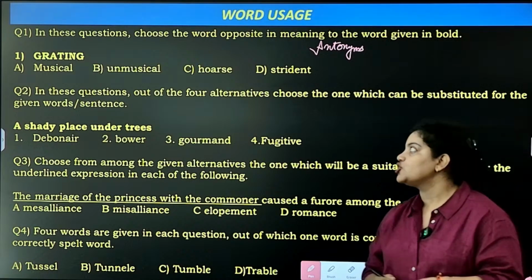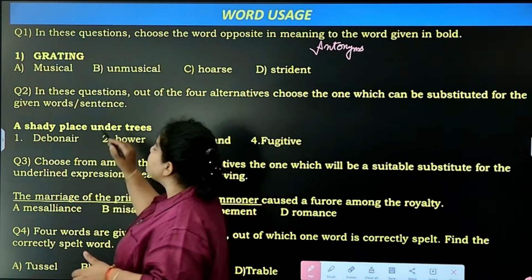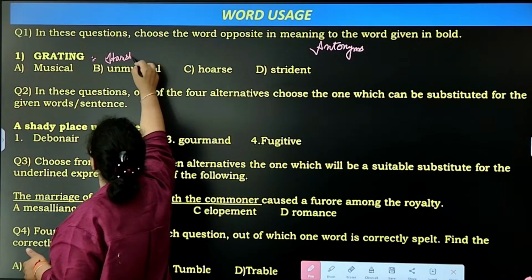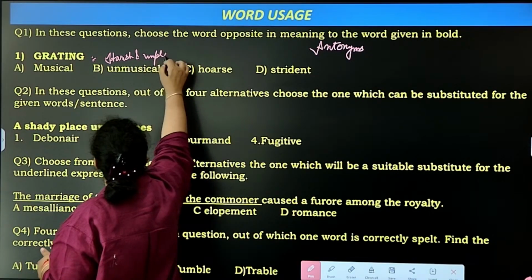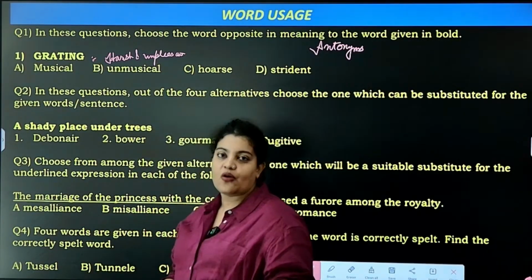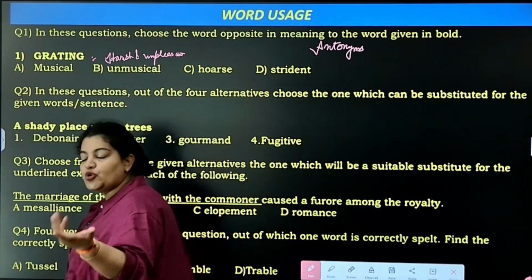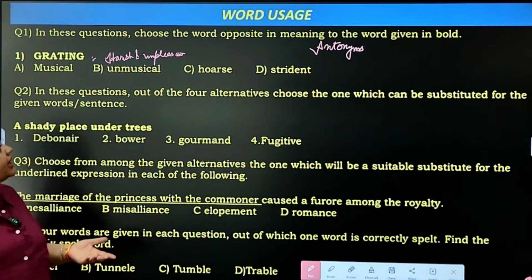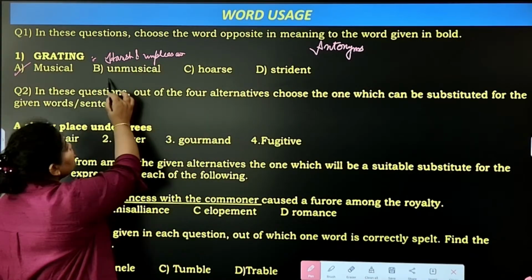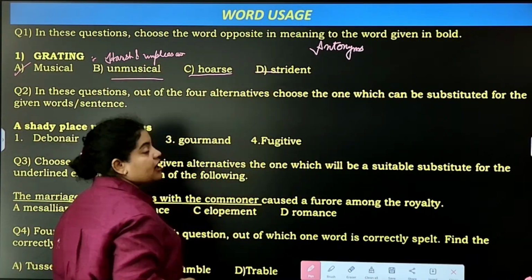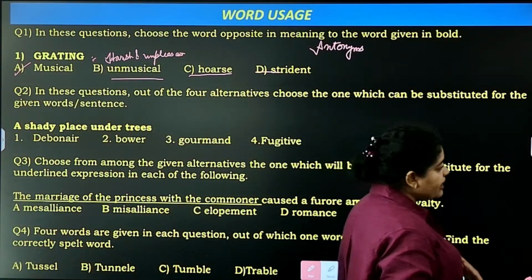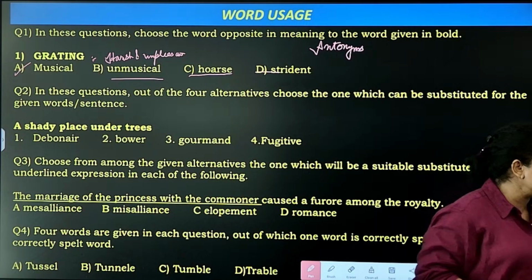Okay, so the meaning of the word grating is when you are sounding harsh and unpleasant. Okay, so harsh and unpleasant sound is basically grating. Okay, now what will be the opposite of this? This now becomes easy. Now you know the meaning of the word, then the question becomes very easy. The correct answer to this question is musical. Okay, rest all of them are actually the synonyms of the word grating. Okay, so grating is sounding harsh and unpleasant, right?